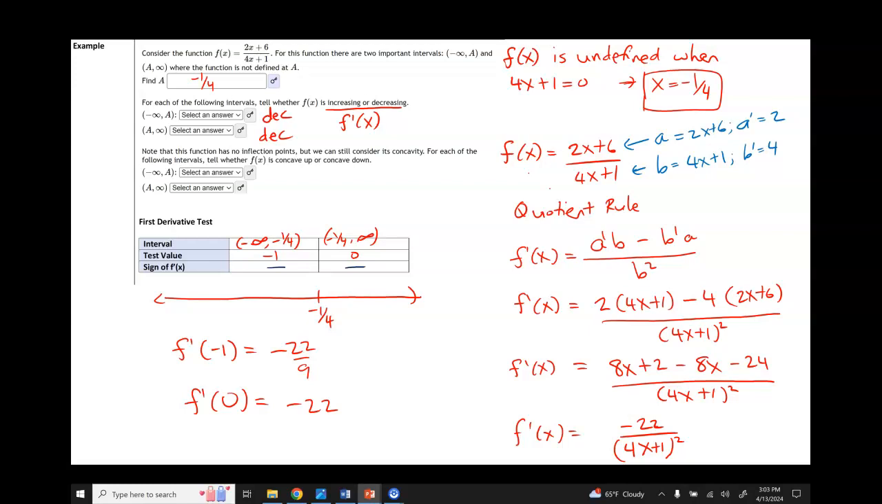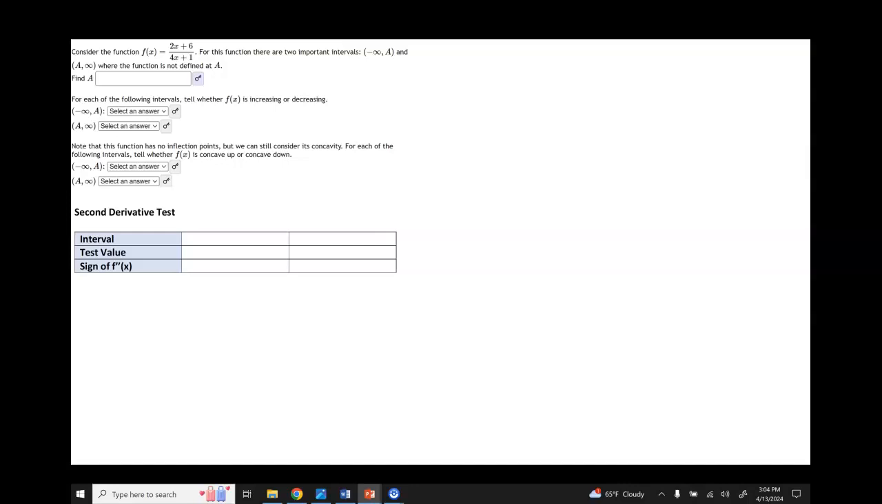And then it says, note that this function has no inflection points, but we can still consider its concavity. For the following intervals, determine whether the function is concave up or concave down. Again, we're looking at the value of negative 1/4. So from negative infinity comma negative 1/4 and negative 1/4 to infinity, we want to know is the function concave up or concave down. Now concavity depends on the second derivative. So in the next slide, we are going to find the second derivative.